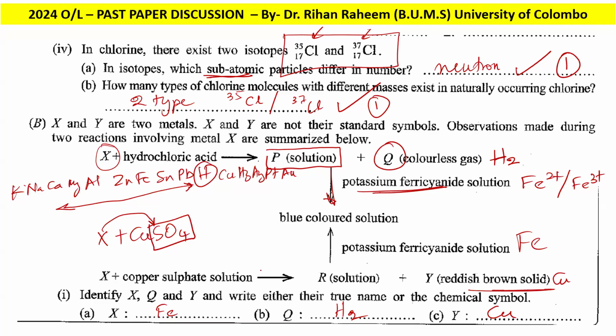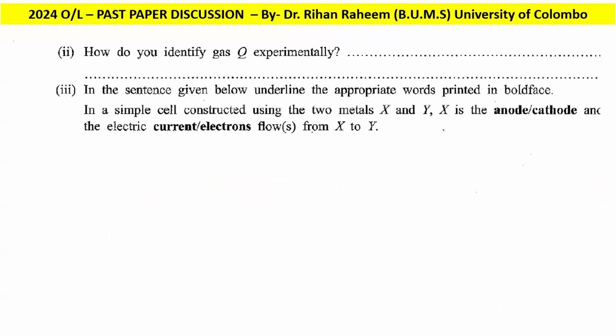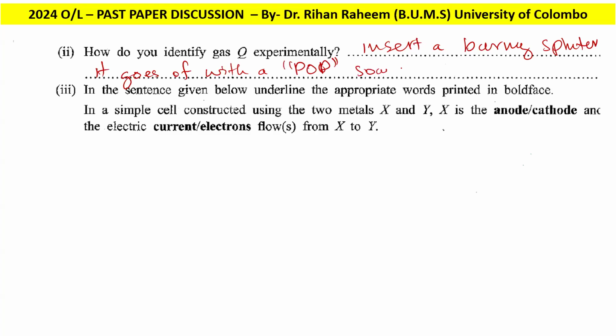Marks wise, 1, 2, 3 marks. How do you identify Q gas experimentally? Q is H2, no? Insert a burning splinter. It goes off with a pop sound, or squeaky pop sound.